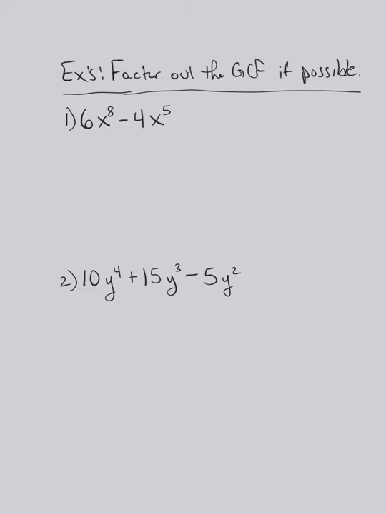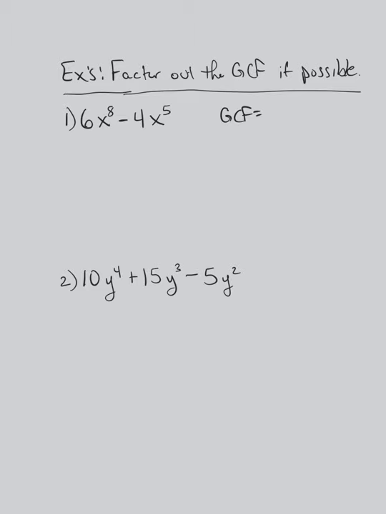Okay, so let's just practice a bunch of examples. We're going to start pretty basic here. The first thing we want to do in this first example is find the GCF. First of all, we need to get the number part. The number part is the largest number that divides into all the coefficients.